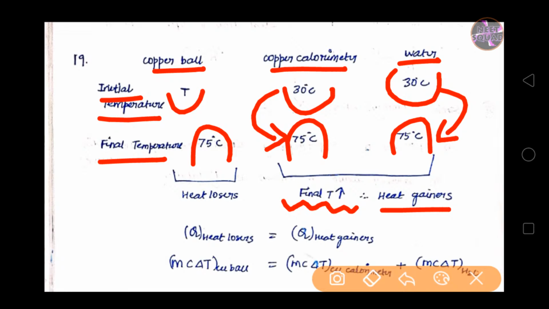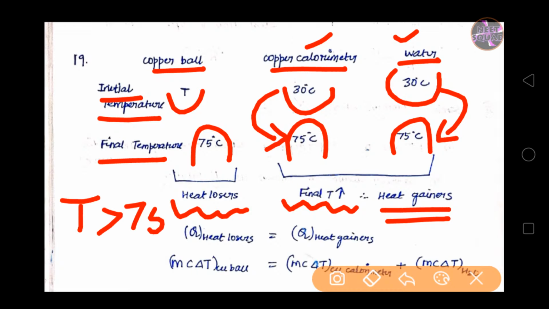So these are heat gainers, 30 to 75. So T to 75 must be the heat loser, because one object should give heat and another object should gain heat. In this, these two are heat gainers, then definitely this should be the heat loser. So it is very clear that T should be greater than 75 degree Celsius, right?